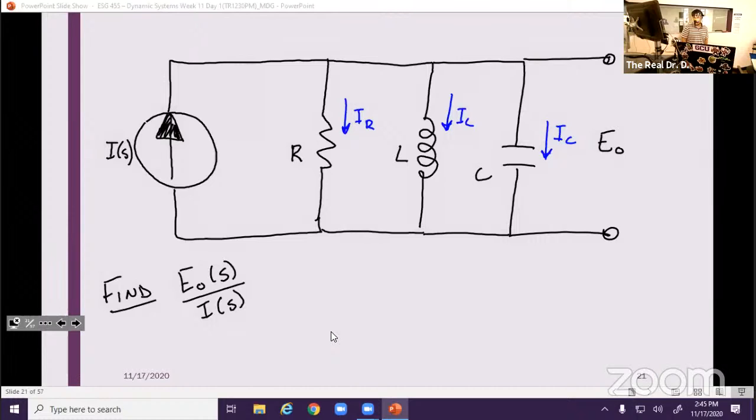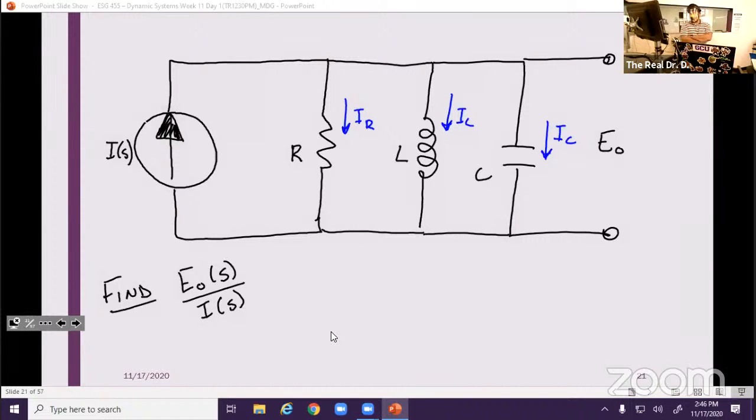All right, let's start, since you already drew the diagram, presumably. What's my input? Yes, IS. What's my output? Yeah, excellent. Okay. Mathematical truths. What are we rolling with? ZR is equal to R, ZL is LS, and ZC is 1 over CS.